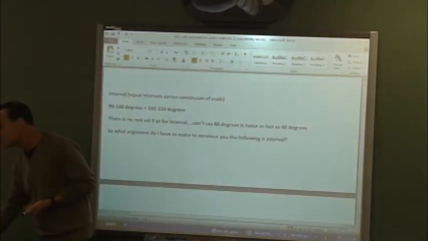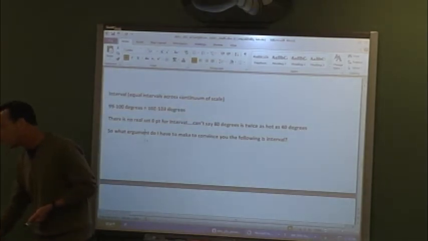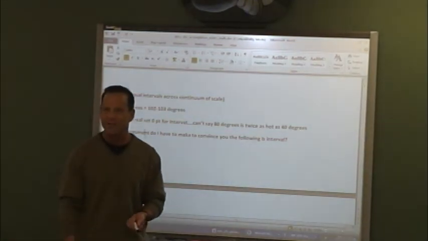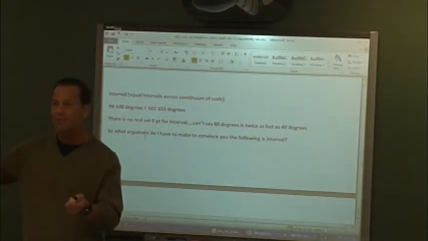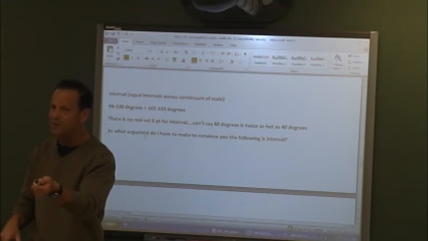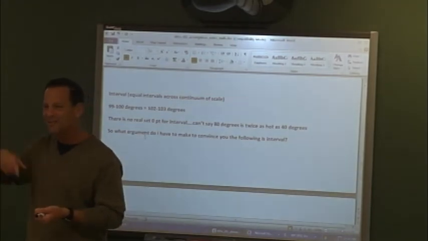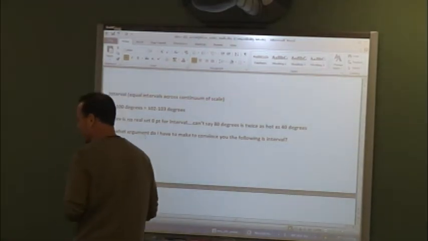So interval assumes, like temperature, 99 to 100 is the same as 102 to 103. But what about an earthquake? Is a 3.6 to 3.7 the same as 6.9 to 7.0? Huge. When it goes 6.9 to 7.0, is that a big difference in damage? 3.8 to 3.9? They happen all the time here, right? San Diego.